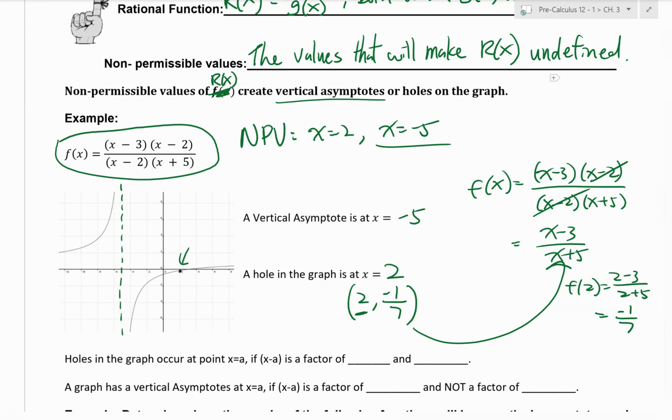So whatever is cancelled or reduced would become the hole. And whatever is not cancelled remains here. You can see x plus 5 remains here. That would create the vertical asymptote.